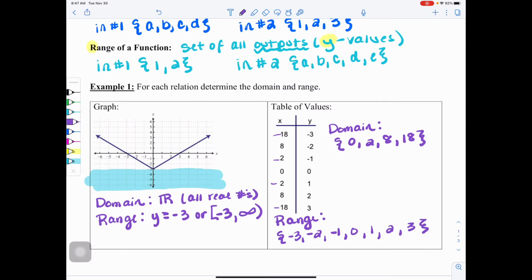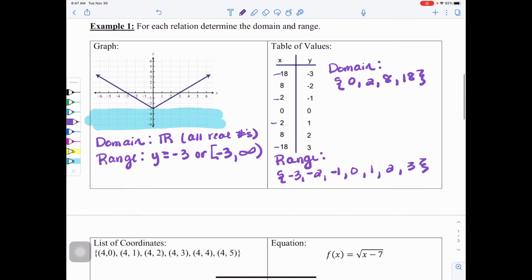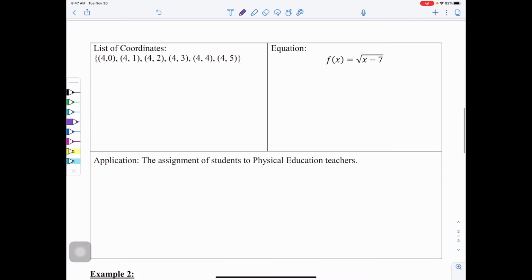Okay, so there's an example of listing a domain and range from both a graph and a table of values. Now let's move on to a list of coordinates. Very similar to a table, just organized in a different way. You know all coordinates are x first and y second.